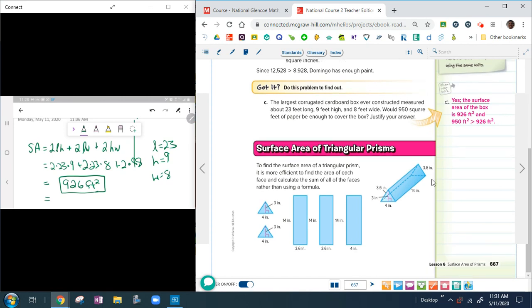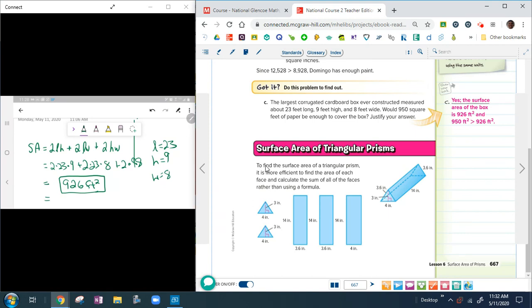All right. Now we're going to move on to surface area of triangular prisms. And there's no formula for this. I mean, you could make a formula, I guess, but I think it's easier at this point to just treat it as a composite figure, as a two-dimensional composite figure where you're just finding the area of each face, and then you're going to add it up.